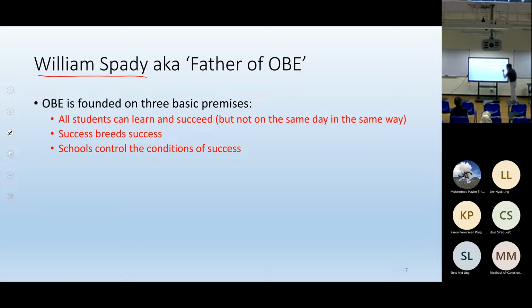Number 2, success breeds success. Students achieve a goal, you motivate them, well done, happy, then they want to go and do more. That is why formative feedback is critical. Formative assessment and feedback is critical in OBE. Now, ladies and gentlemen, can anybody explain to me the difference between formative and summative assessment and feedback?